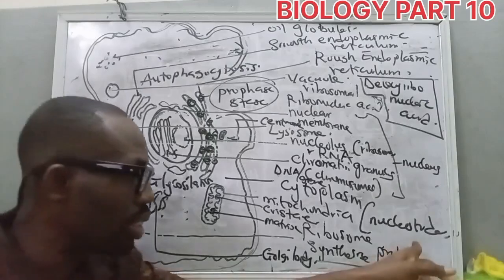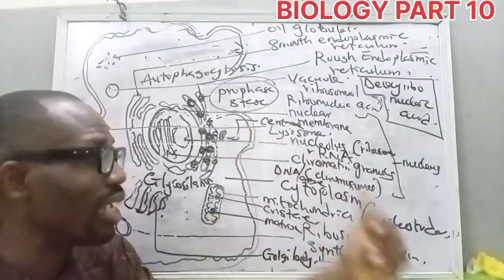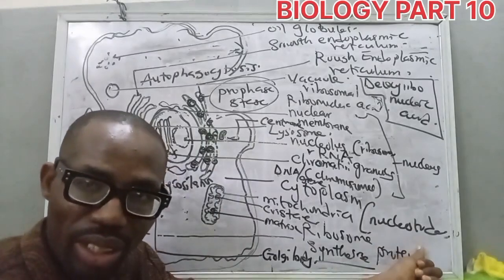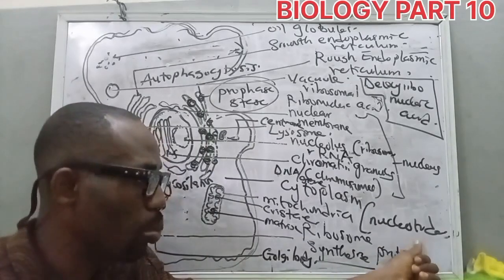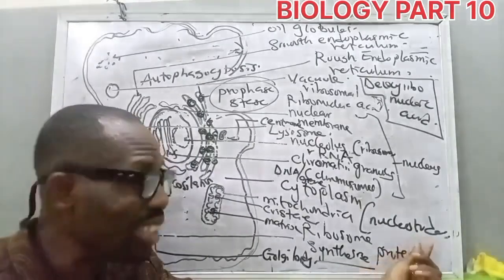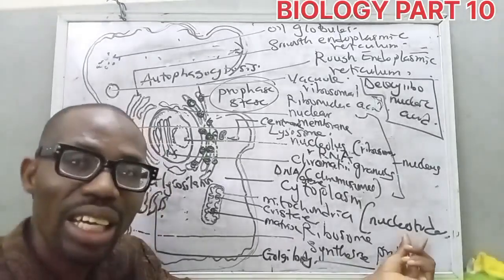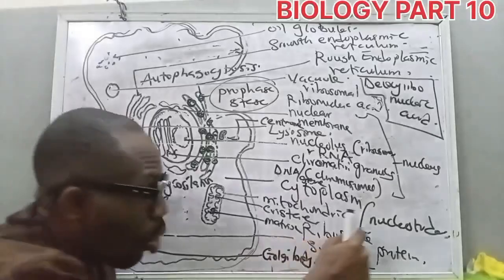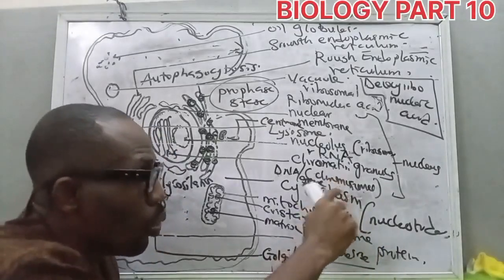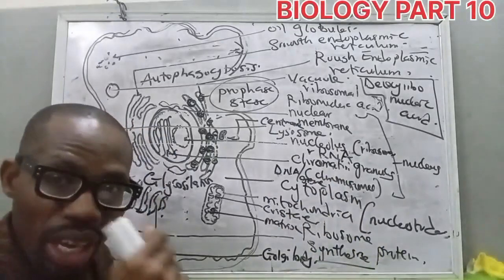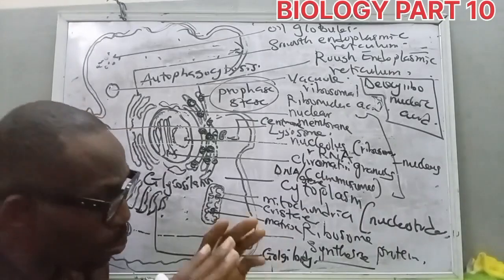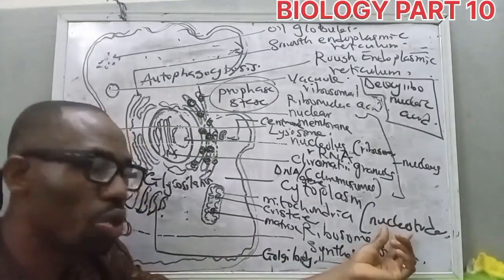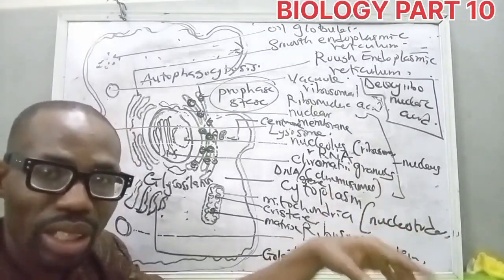This nucleotide, they are inside the nucleus. They are newly synthesized ribosomes released into the cytoplasm. So this work is coming directly from where? From the nucleolus. You know, I told you, ribosomal ribonucleic acid makes some part of the ribosome. So nucleotides are newly produced ribosomes that are released into the cytoplasm.